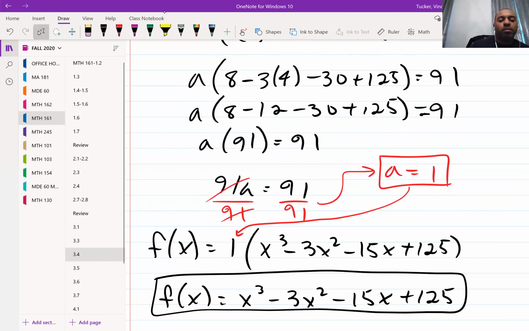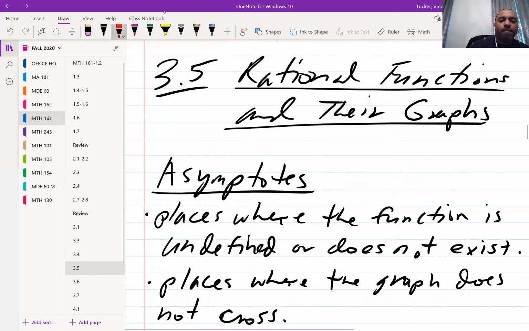All right. Everybody good to go to 3.5? Okay. So 3.5, rational functions and their graphs. So we're going to look mostly into asymptotes. Asymptotes are going to be places where the function is undefined or does not exist, or places where the graph does not cross.